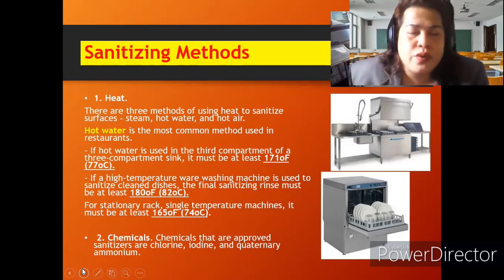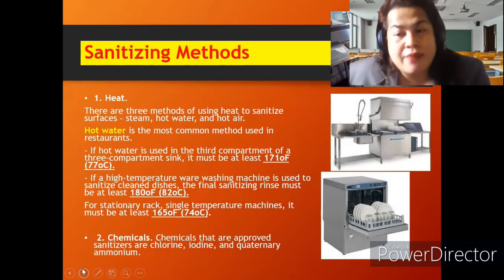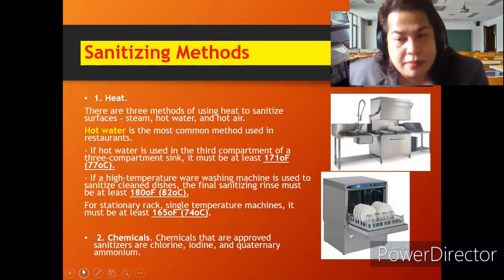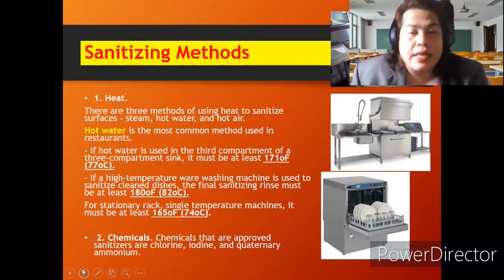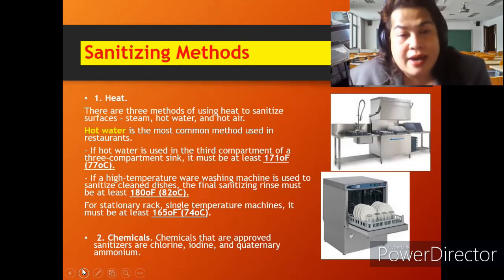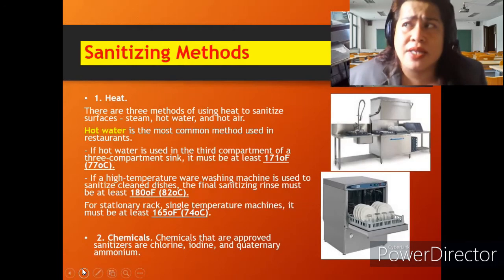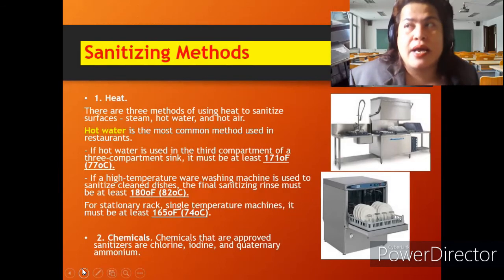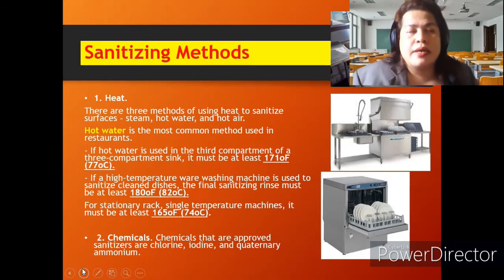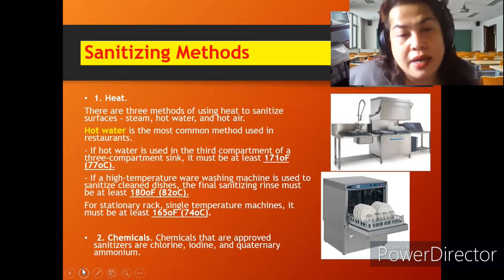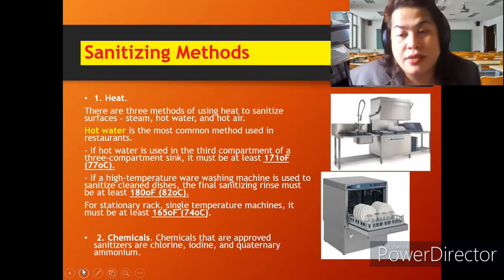Okay, so we have two methods in terms of sanitizing. First, we have the heat, and second is chemicals. Under the heat sanitizing method, meron tayong mga tinatawag na steam, hot water, and hot air. But commonly under the heat sanitizing method is yung hot water. It is the most common method used in restaurants. Actually, even in our house, minsan mapapansin nyo si mami o kaya kung meron kayong kasambahay, after hugasan yung mga utensils tulad ng mga plato, even spoon and fork, binabanlian nila ng mainit na tubig. So that is one way to sanitize our utensils or tools.